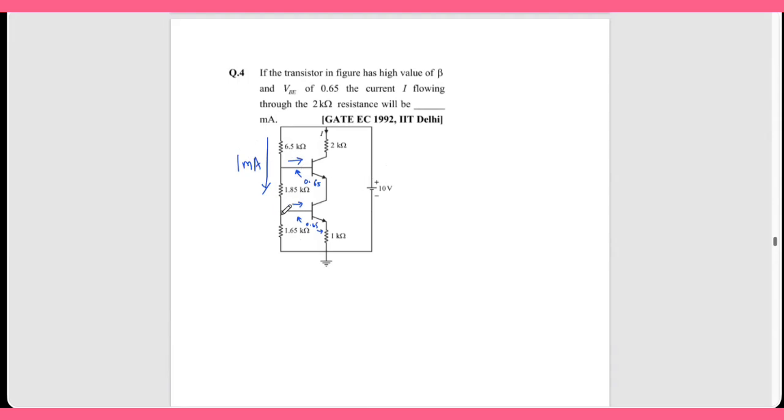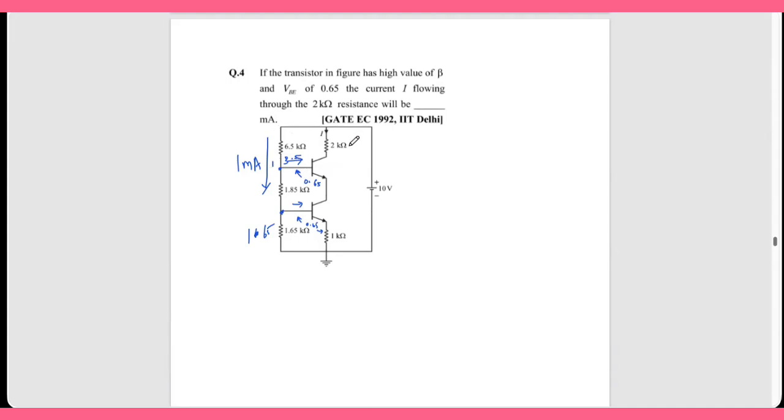This current is 1 milliamp. So this voltage is 1 milliamp into 1.65, this voltage is 1.65 volt. This voltage is 1.85 across this resistance. So this is 1.65 plus 1.85, this voltage is 3 volt. Voltage here will be 3. Then this drop is... sorry, this voltage is 3.5. Sorry, and this drop is 6.5.